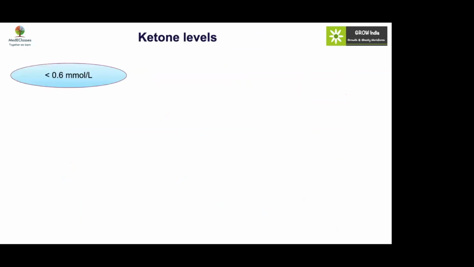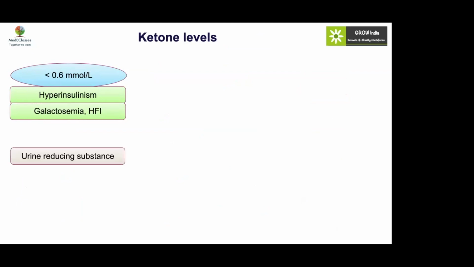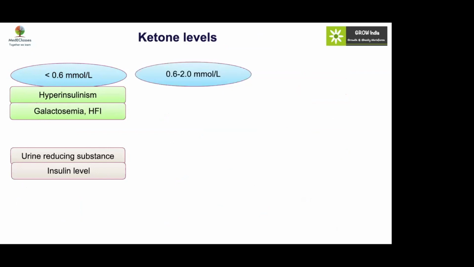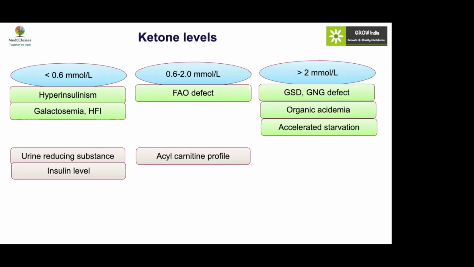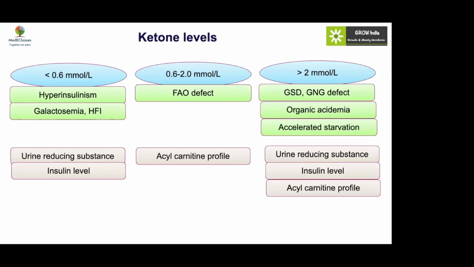If ketone levels are really low, you're dealing with hyperinsulinism, galactosemia, or fructose intolerance. Do a reducing substance test to identify galactosemia and insulin levels to identify hyperinsulinism. If they are hypoketotic or mildly ketotic, think of a fatty acid oxidation defect, and you can do an acyl carnitine profile. If they are really, really high, look at GSD or gluconeogenic defect, organic acidemia or accelerated starvation. You look at urine reducing substance, insulin, and an acyl carnitine profile in this regard.